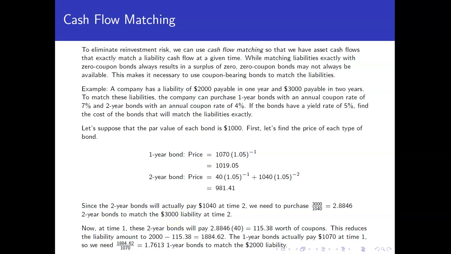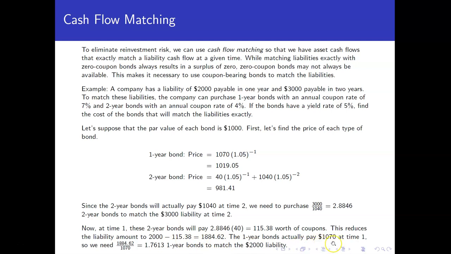All right. So now let's move from time 2 back to time 1. At time 1, we've got a couple of proceeds coming in. Not only do we have the 1-year bonds, but we also have the coupons from the 2-year bonds. Each coupon is 40. We bought 2.8846 of those bonds, so we really get $115.38 worth of coupons at time 1. That means that we're going to reduce our original liability amount from $2,000 down to $1,884.62. This is the amount remaining that we need to pay.